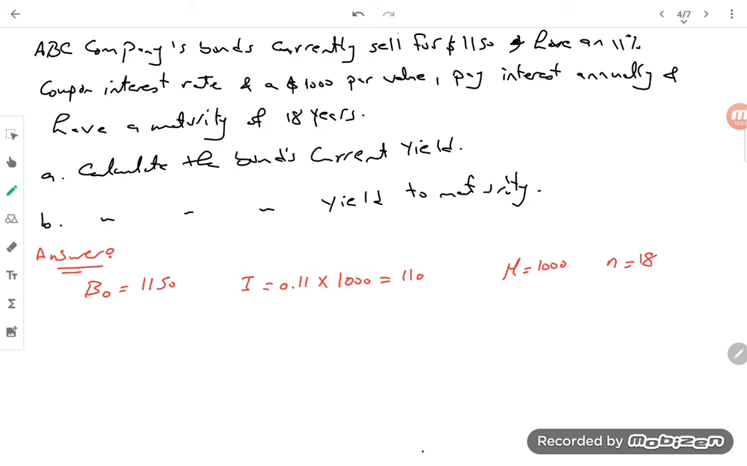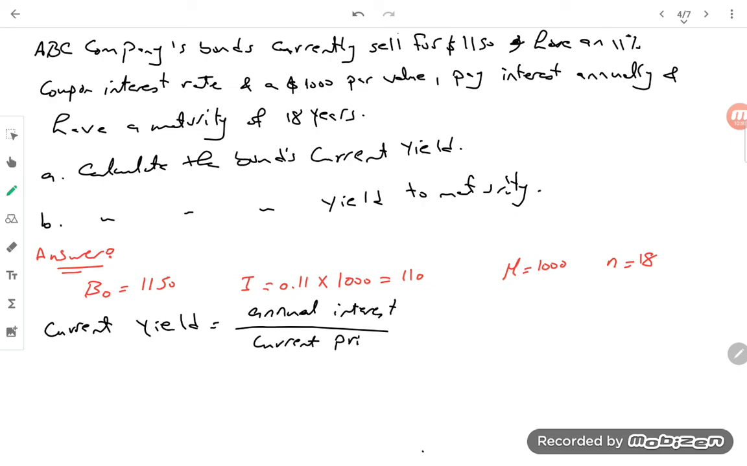Requirement number A, current yield. Current yield is calculated as annual interest divided by current price. Annual interest is 110 and the current price is 1150, so it is 9.57%. So this is the current yield.